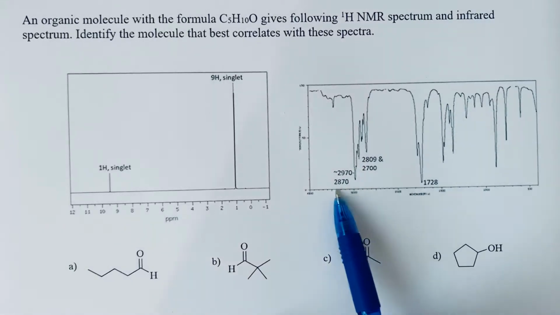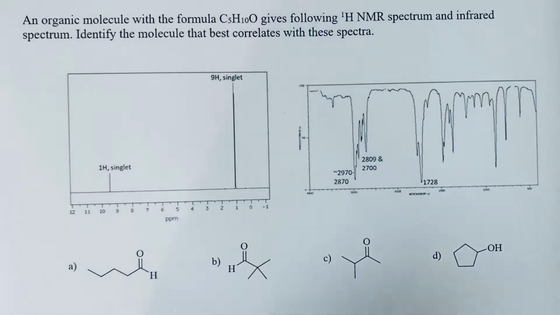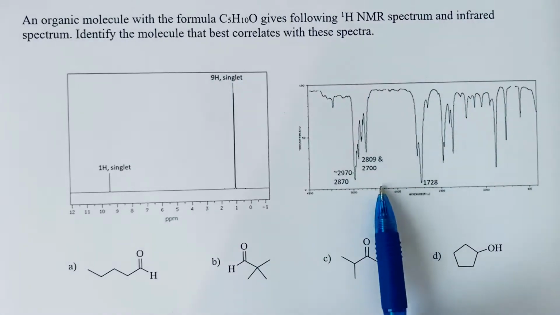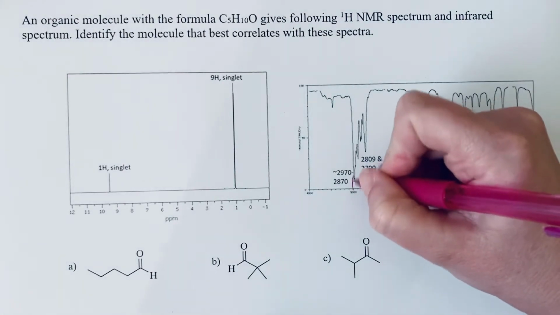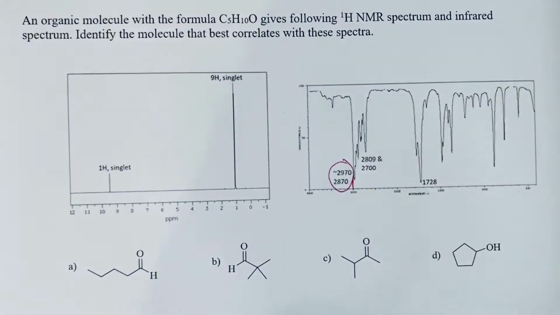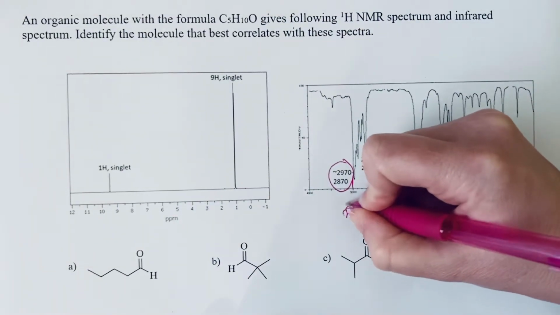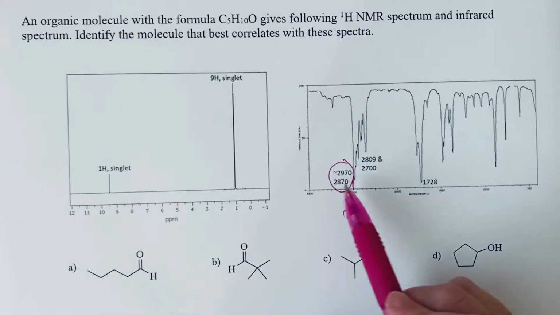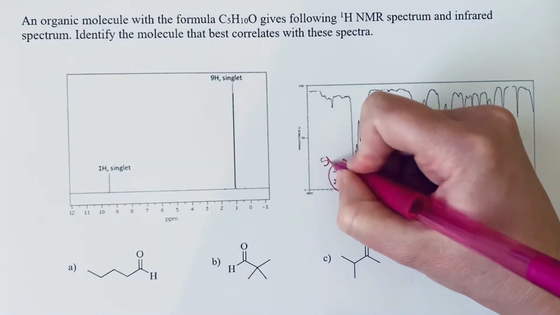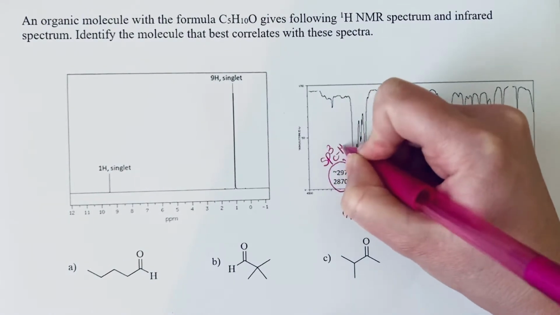So I think I will look at the IR spectrum first to get an idea of what functional group I can see. In this higher part of the IR spectrum is where we see bonds to hydrogen. These peaks right below 3000, that's our dividing line between sp2 and sp3 carbon-hydrogen stretches. So these are our sp3 carbon-hydrogen stretches.